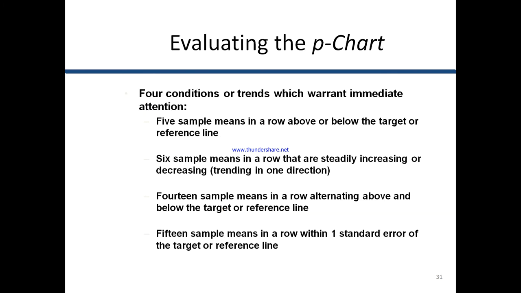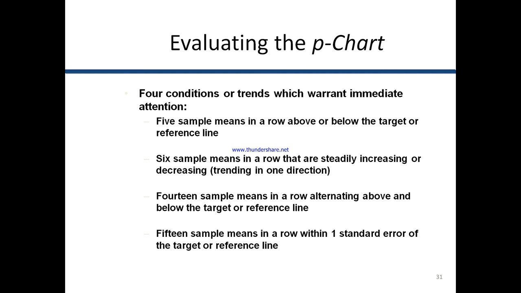So when you plot this, if you can observe 5 sample means in a row above or below the target or the reference line, that is, if you take the center line and observe 5 consecutive points below or above it, there is something wrong with the process. That will give you a warning signal, right? Or else if you can observe 6 sample means in a row that are steadily increasing or decreasing in one direction, then there is something wrong.